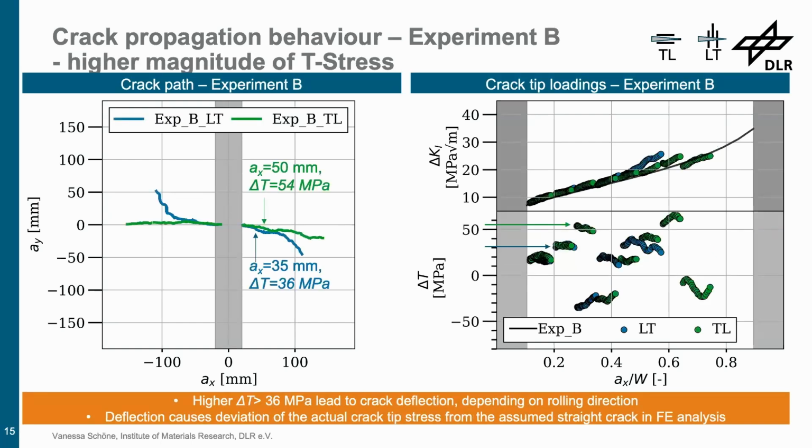For the second experiment, where we subjected the specimen to a higher magnitude of T stress, one can outline that the crack does deflect. So a higher delta T and a higher T stress lead to crack deflection, but the crack deflection depends on the rolling direction. As you can see here, the crack in LT orientation, that means where the crack grows perpendicular to the elongated grains, starts to deflect at an earlier point. The crack deflection also causes a deviation of the actual crack tip stress range from the assumed straight crack in the FE analysis, as you can see over here.